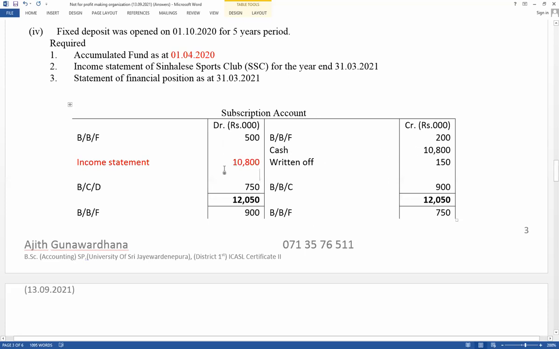By closing the subscription account, subscription income can be recognized. Therefore, this value should be included in the income statement as subscription income.